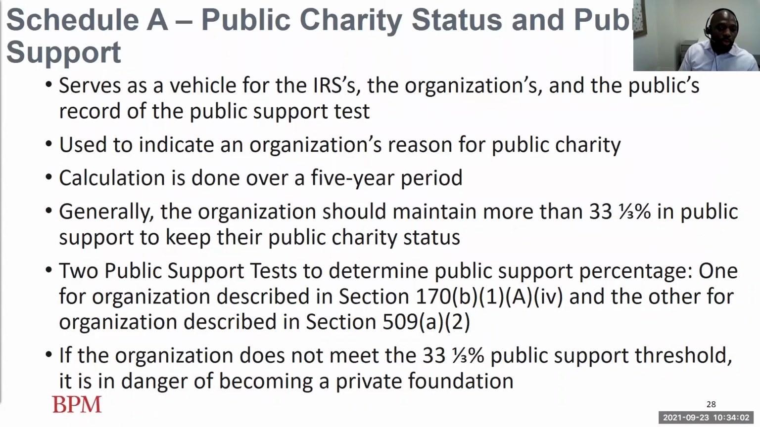And then there are two public support tests that you need to do, one of them under section 170(b)(1)(A)(vi), and the other under section 509(a)(2). So if the organization doesn't meet the 33 1/3%, it is in danger of becoming a private foundation, but only if it doesn't meet the 10% facts and circumstances test. Next slide, please.